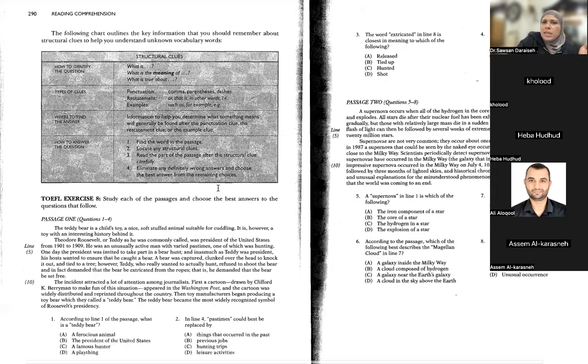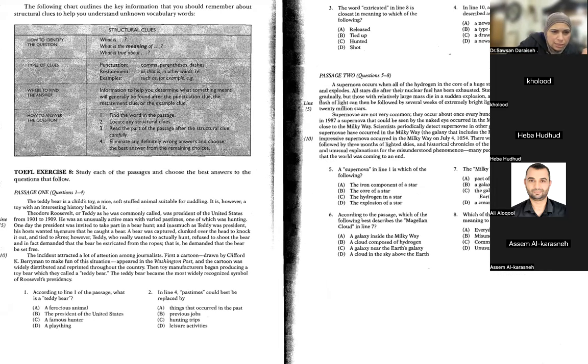The word extricated in line 8. Go to line 8. Where is 8? 1, 2, 3, 4, 5, 6, 7, 8. Here it is. So refuse to shoot the bear, and in fact, demanded that the bear be extricated from the ropes. So what does it mean? Released, tied up, hunted, shot. Released, right? Like remove. Yes, released. To remove the ropes.